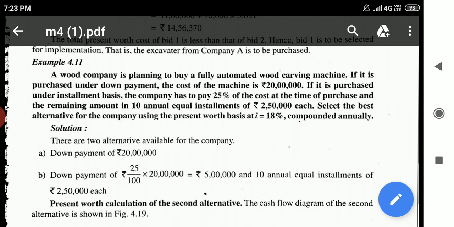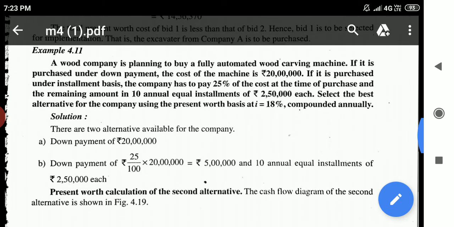Okay, the next problem: a wood company is planning to buy a fully automated wood carving machine. If it is purchased under a down payment, the cost is 20 lakh. If it is purchased on an installment basis, the company has to pay 25% of the cost at the time of purchase and the remaining amount in 10 equal installments of rupees 2,15,000 each. Select the best alternative for the company using the present worth basis, at an interest rate of 18% computed annually.